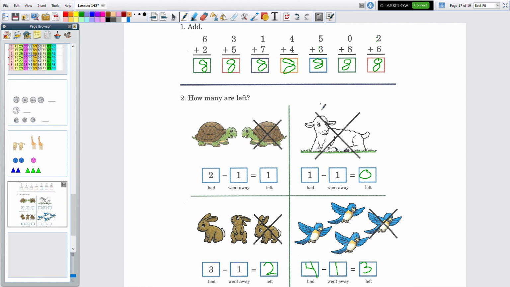Okay, and that's all we have for our numbers lesson for today. We did the paper together. Save the back of this paper for lesson 144. Boy, that's a lot of numbers, isn't it? 144.